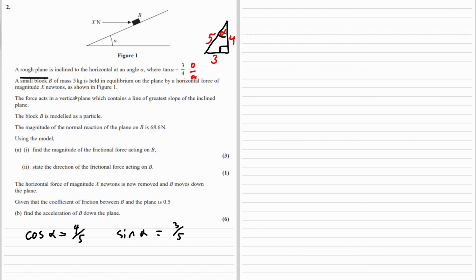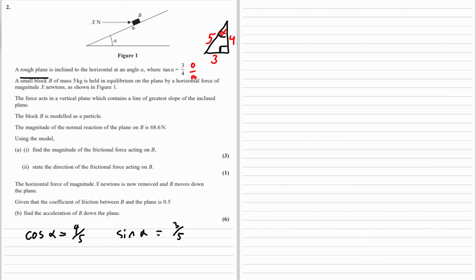So we've got friction, we've got the angle alpha, a small block, mass 5 kilograms. It's held in equilibrium by a horizontal force of x newtons, which is shown in the diagram. The force acts in a vertical plane which contains the line of greatest slope. B is modeled as a particle. The magnitude of the normal reaction is 68.6 newtons. Find x, and find the friction and the direction of the friction.